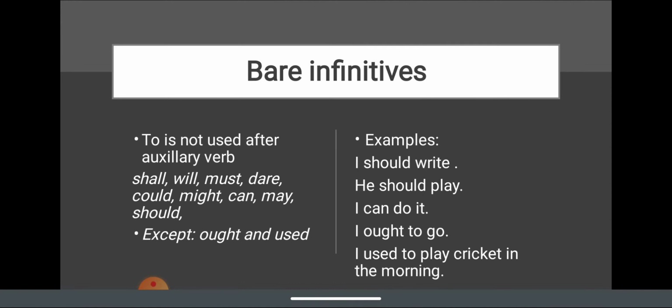Bare infinitive. To is not used after an auxiliary verb. Auxiliary verbs means modals, that is shall, will, must, dare, could, might, can, may, should, except ought to and used to. We usually use ought to and used to. Some examples: I should write, he should play, I can do it, I ought to go, I used to play cricket in the morning. So except ought and used, we do not use to with the auxiliary verbs.